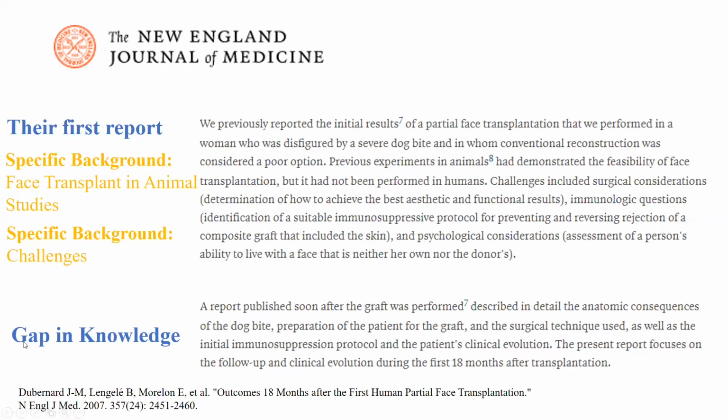Now, they mentioned the gap in knowledge, and here is where the gap in knowledge comes. After you talk about the general background and the specific background, you go to the gap in knowledge. The gap in knowledge in the first report was that there were no prior reports. In this one, there is already a case report, which is actually their case. The gap in knowledge is that there is no long-term outcome. And the authors made it clear that their goal in this study is to report a follow-up at 8 months afterwards.